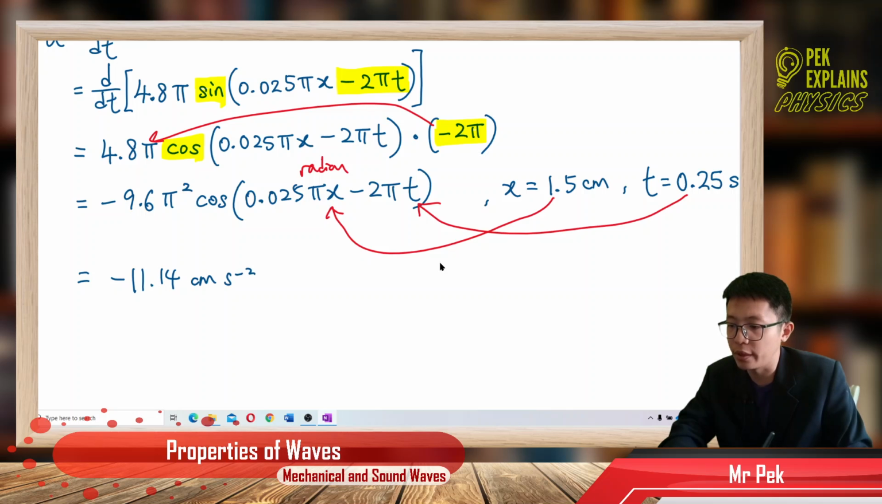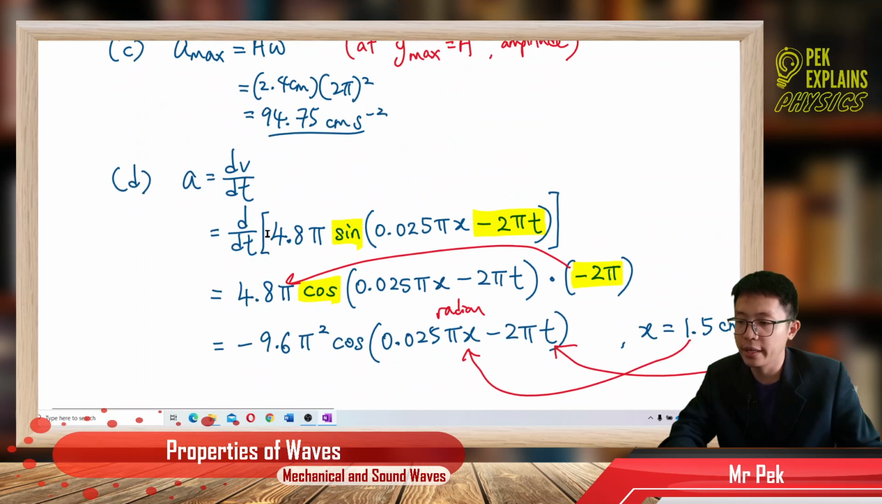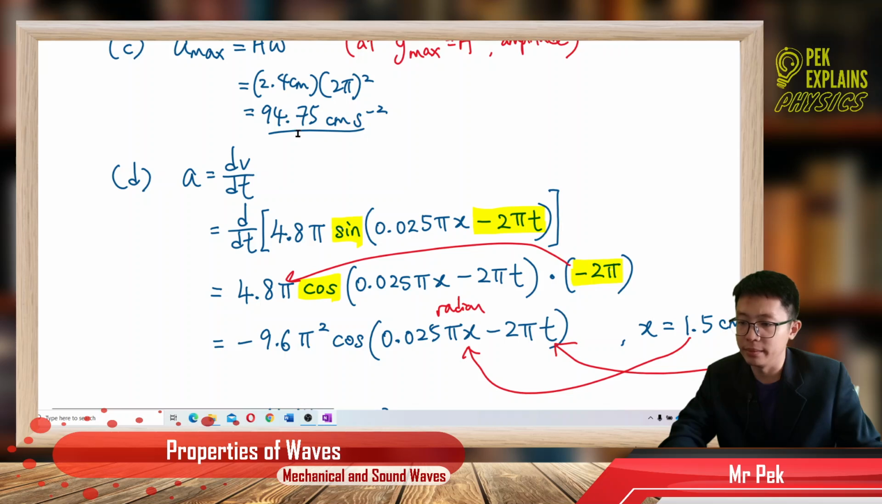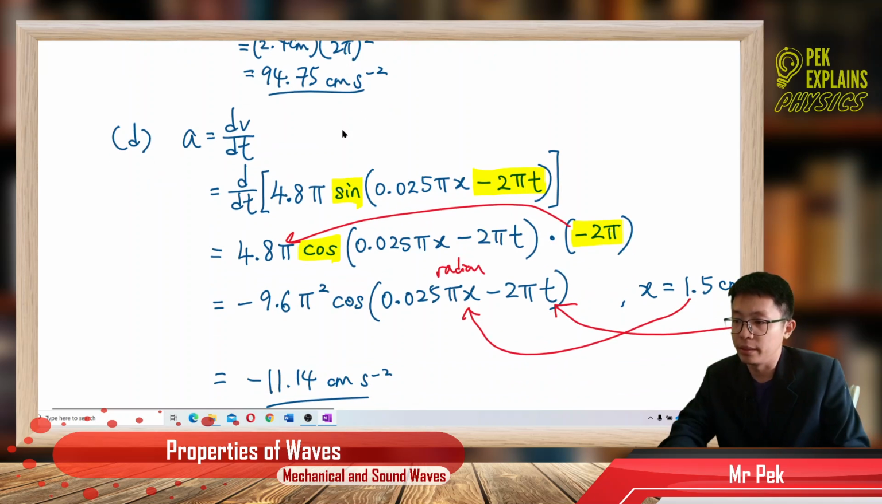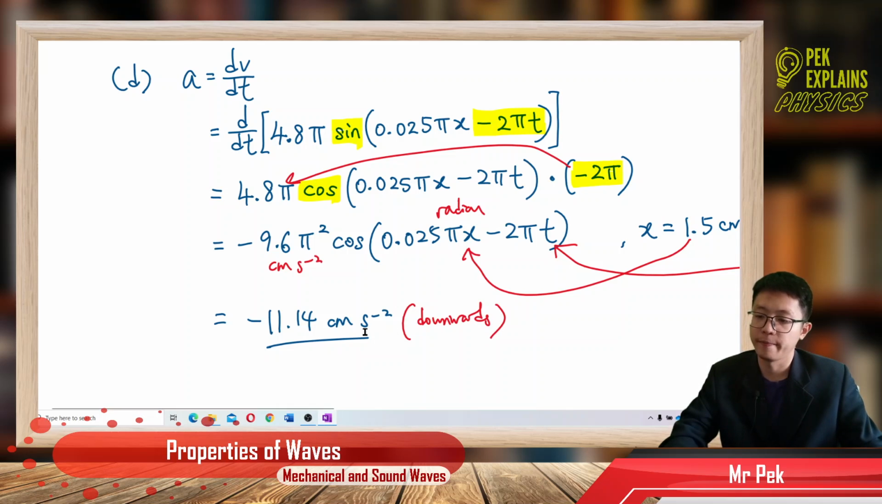Centimeter per second square. Again, why centimeter per second square? Because our maximum acceleration is in centimeter per second square, so the acceleration just follows the unit. And the direction is negative. Negative means downwards. The acceleration is downwards.